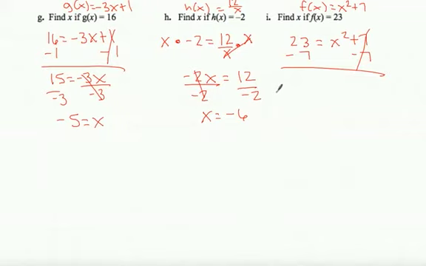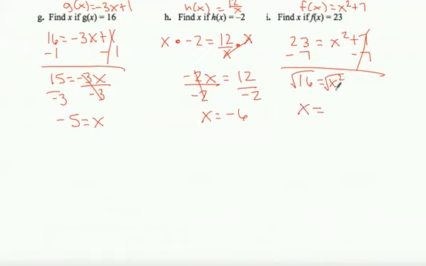When I do 23 minus 7, I get 16. So that means I have 16 equals x squared. Now my goal is to try to get x to be by itself, so I need to get rid of the squared. In order to get rid of the squared, I'm going to square root both sides. When I do that, that will give me x by itself because the squared and the square root will cancel each other out.